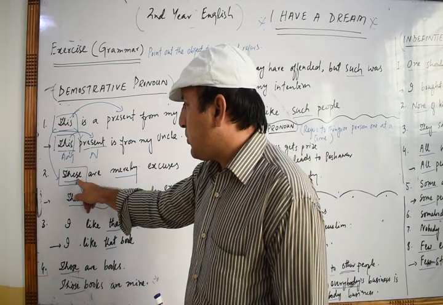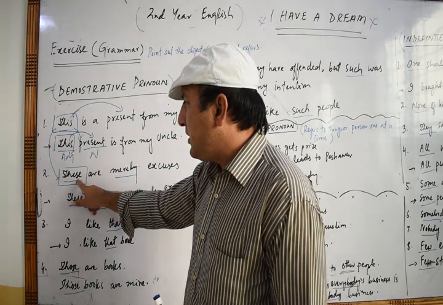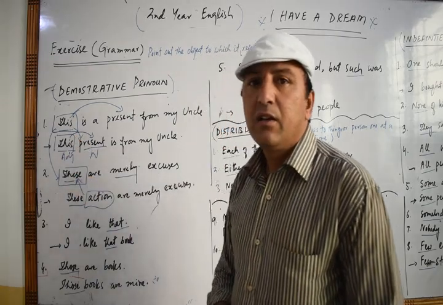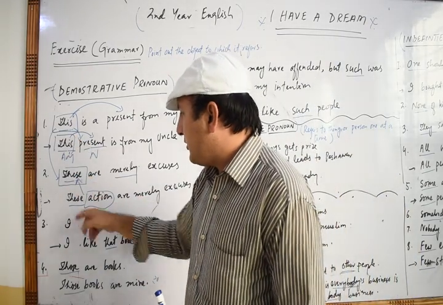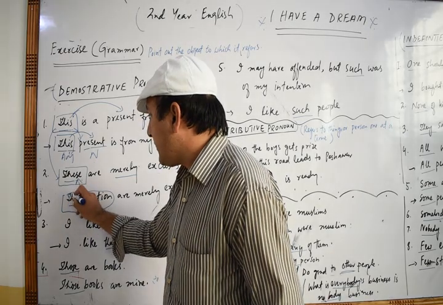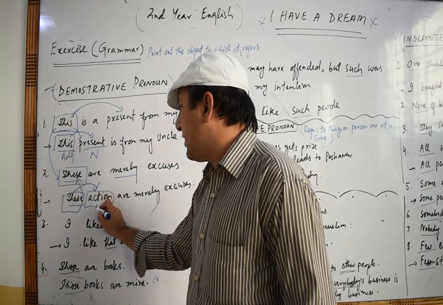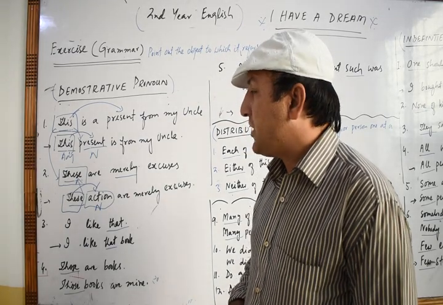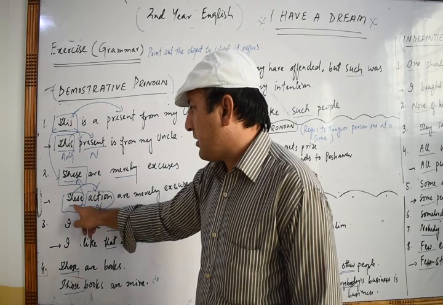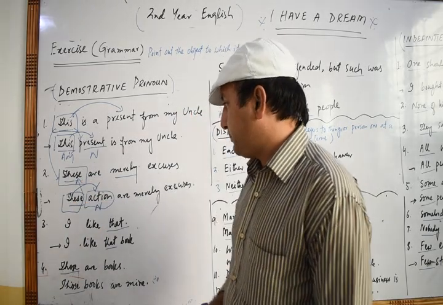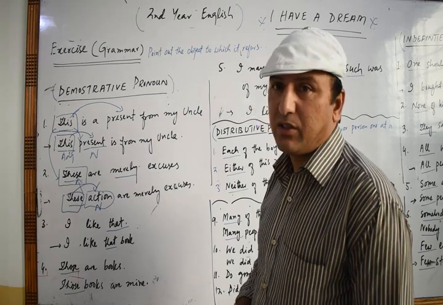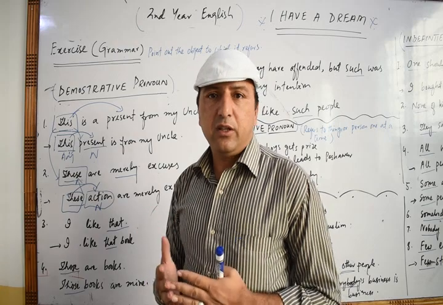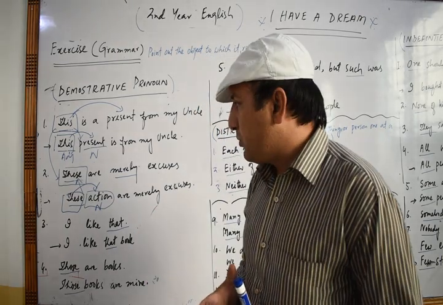So here these is working as a demonstrative pronoun. These is the plural form of this. So this and these are both demonstrative pronouns. And here, these actions, once again you see, these tells us about action. Action is a noun. So these is working as a demonstrative adjective. This is a demonstrative pronoun and this is a demonstrative adjective. These actions are merely excuses. Understand? These are used quite commonly. Very commonly it is used.